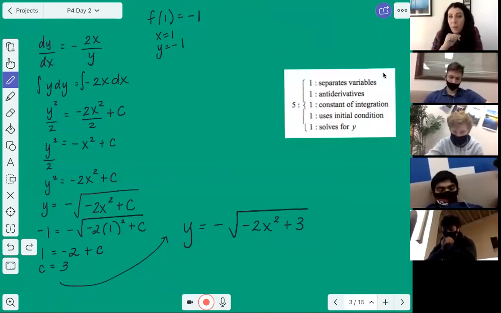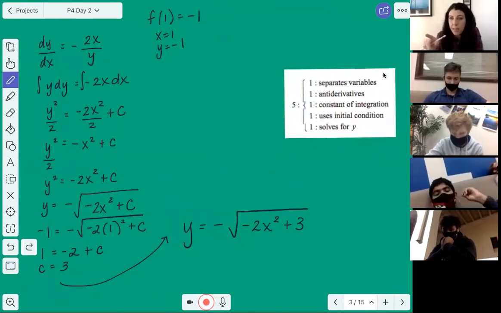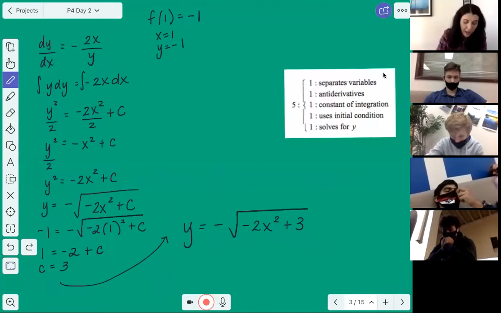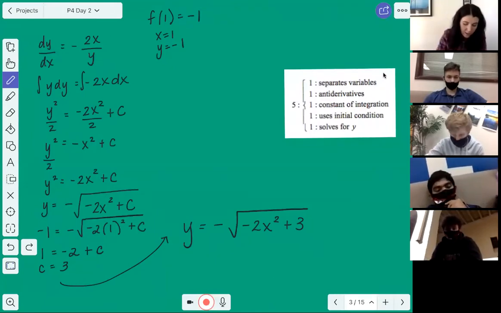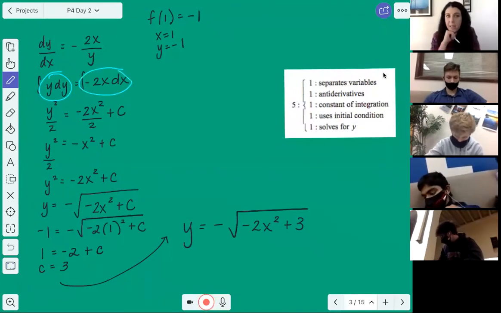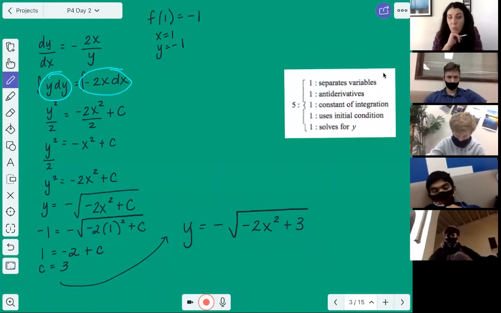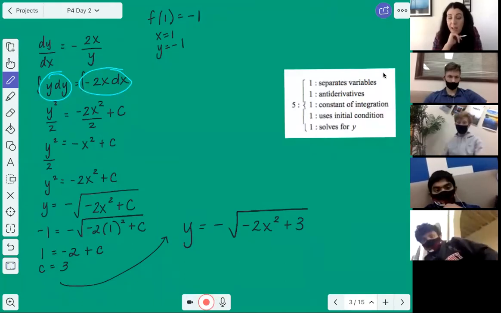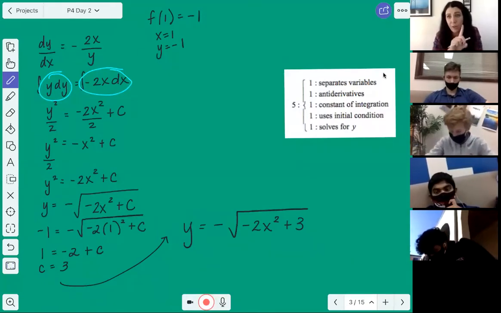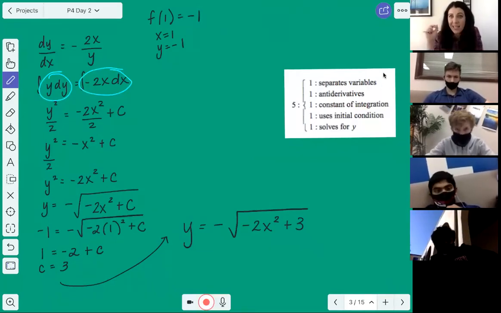In order to separate, we're really just cross multiplying here. We're multiplying the y up and we're multiplying the dx up. So you should have y dy is equal to negative 2x dx. Don't worry about the integral signs there. If you don't have those, that's okay. So y dy equals negative 2x dx. If you have that, you have your first point. If you have anything else, it is a 0 out of 5.